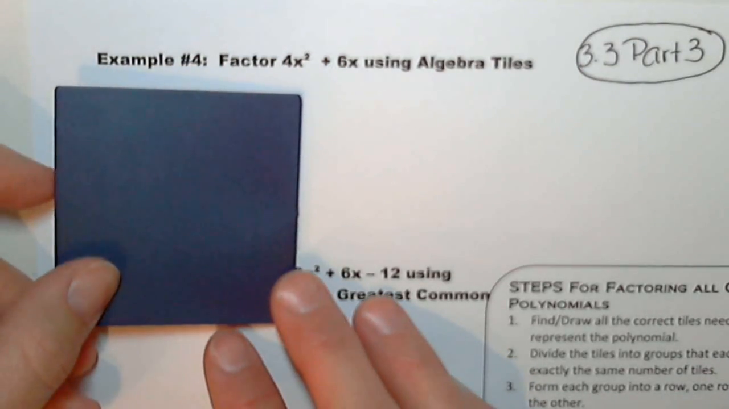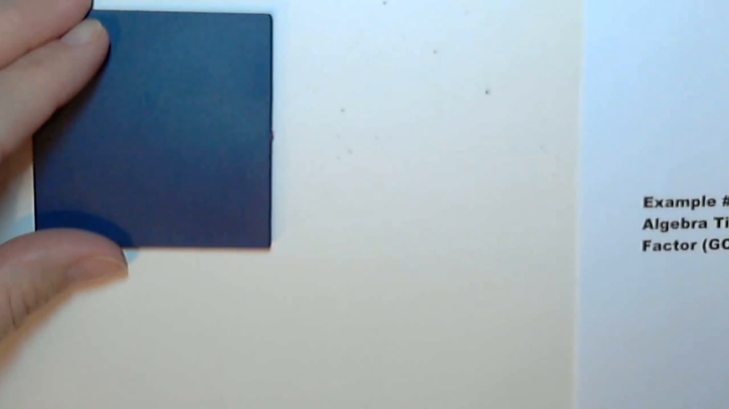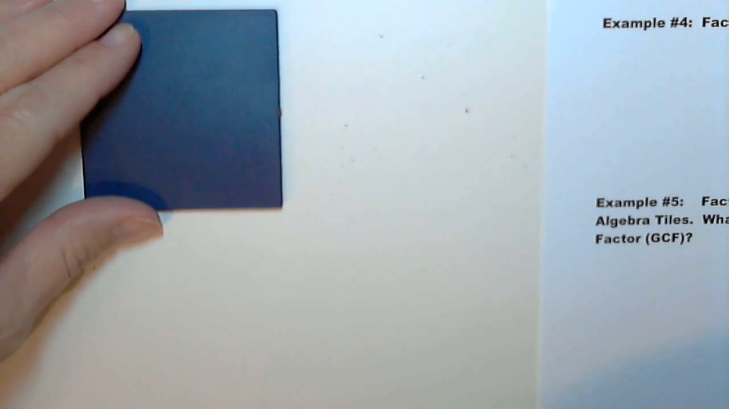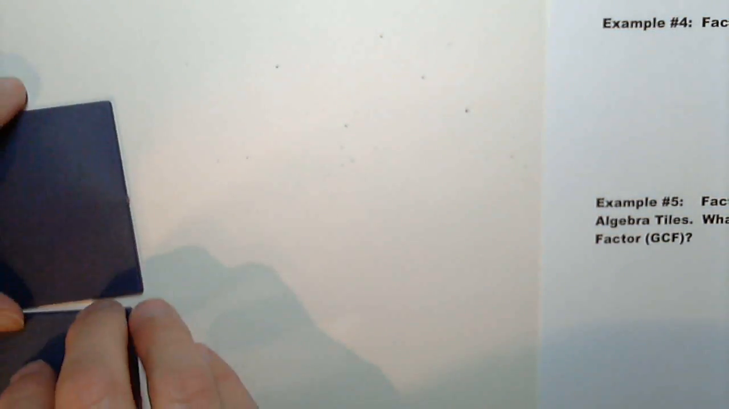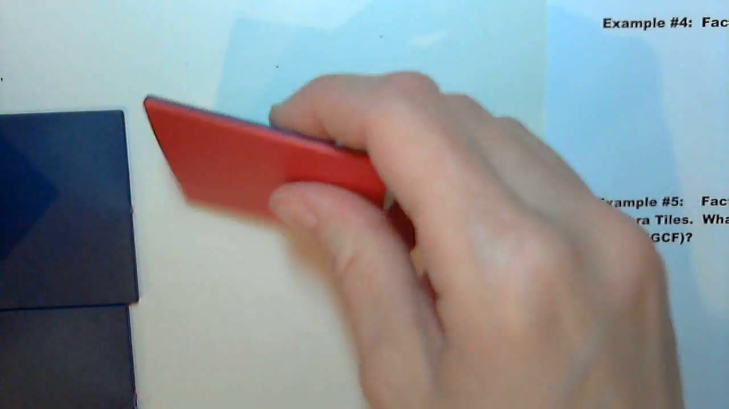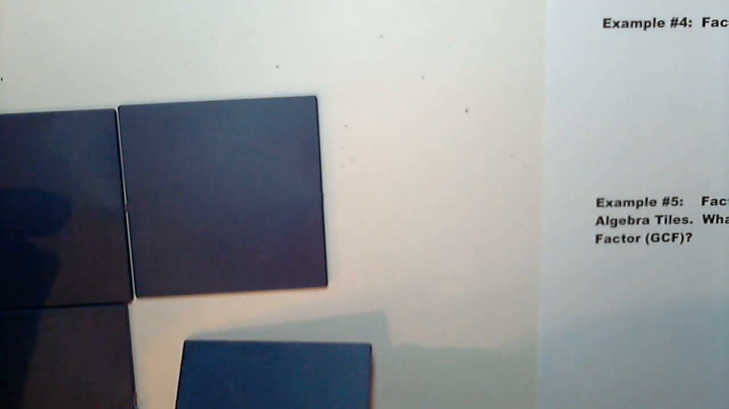So I'm actually going to use these. And I'll just move this to the side for a second. We need to have 4x squared, meaning 4 of these. And the red side's negative, so I'm going to put the red side down for these particular tiles. And we have 6 x's: 1, 2, 3, 4, 5, 6.